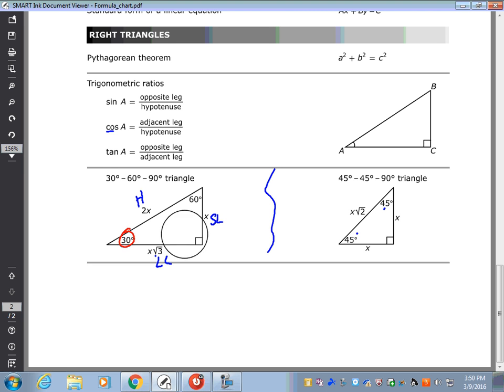Now, do not mix the 30, 60, 90 up with the 45. We have to see a 45, or we have to see tick marks, or we have to see an arc, or two arcs, excuse me, for it to be 45. This is the one where we deal with a square root of 2. No square root of 2 with the 30, 60, 90.